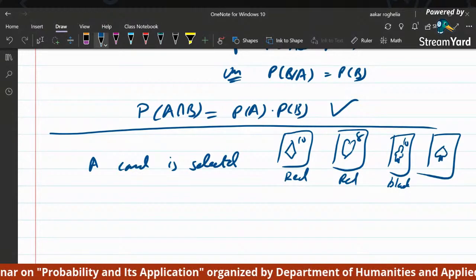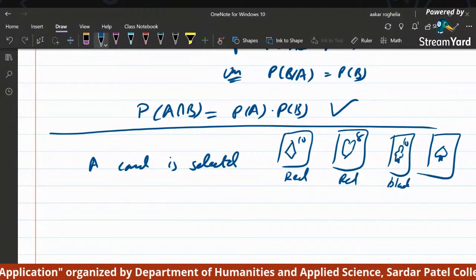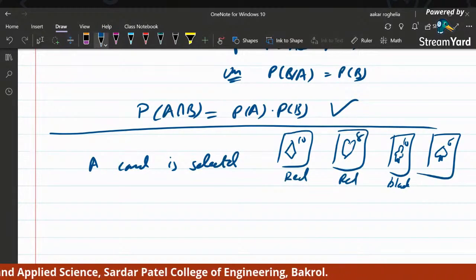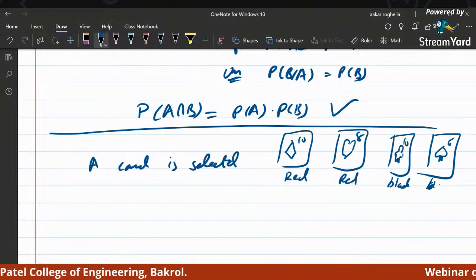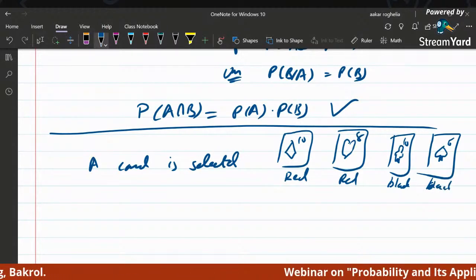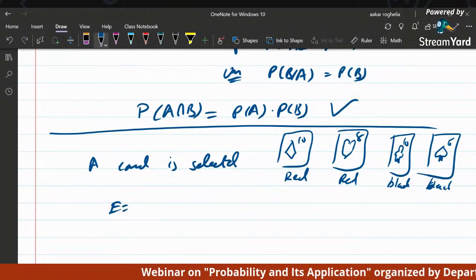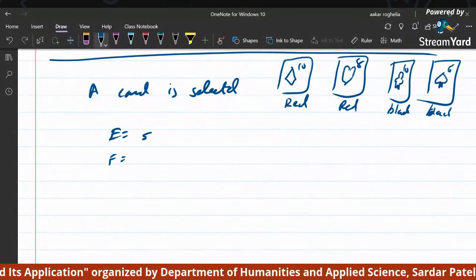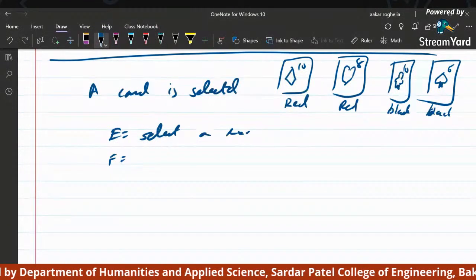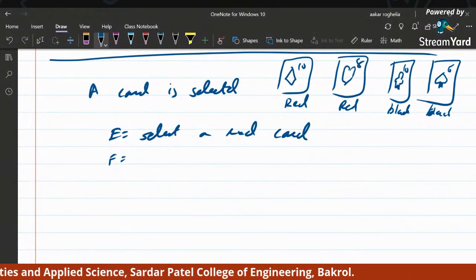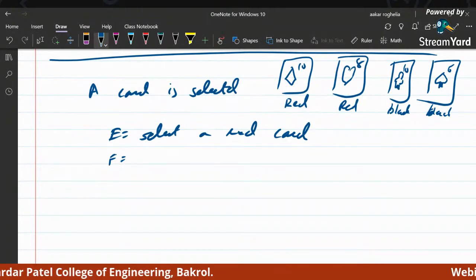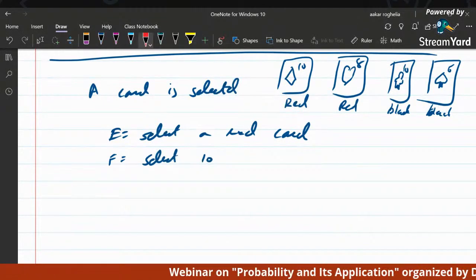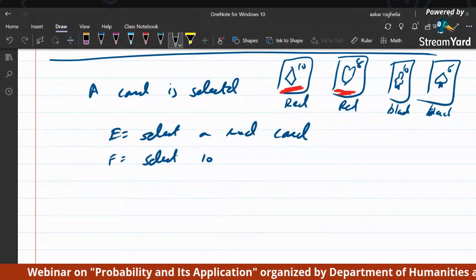And the 6 of spades is also a black card. So out of these 4 cards, I want to choose. There are 2 events, event E and event F. Event E is select a red card. Event F is select a 10. Now you see that these are the 2 red cards, and these are the 2 black cards.